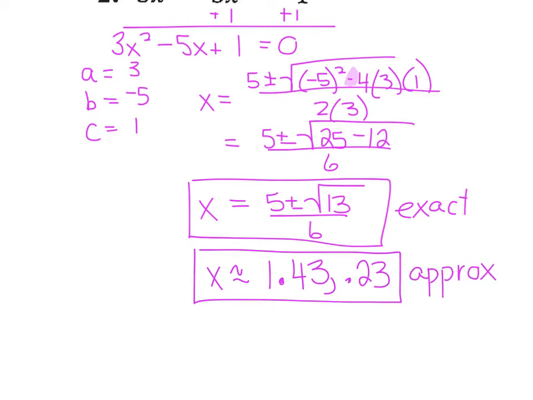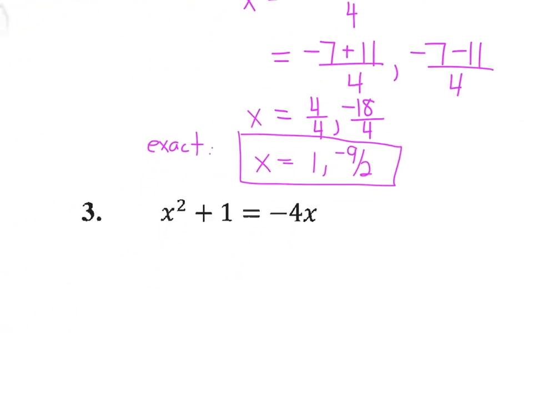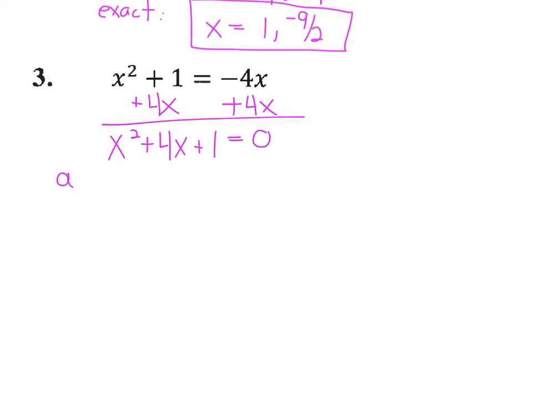That's it, we're done. Okay, let's look at number 3. We'll do this one together, and then I will leave you to do number 4 on your own before we do the back page, which is using the best method. All right, so let's add 4x to both sides because I need this to be in standard form. I need this to equal 0. X squared plus 4x plus 1 is going to equal 0. I like to go label my A, B, and C values. A is 1, B is 4, and C is 1.